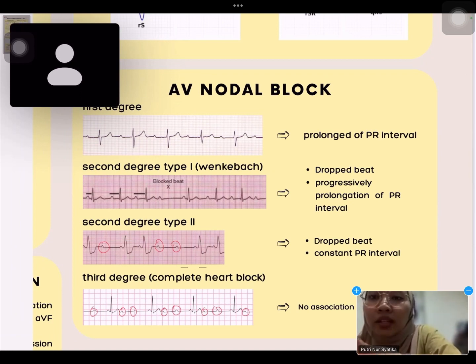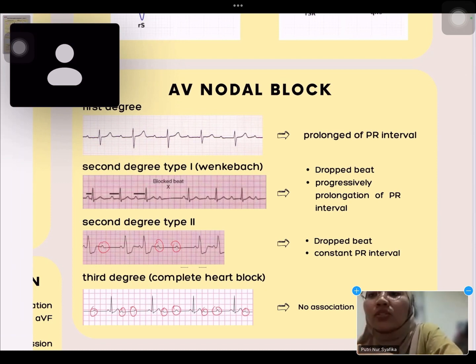The second one is second degree type 1, which is the Wenckebach. The second degree will have a dropped beat. For type 1, there will be progressive prolongation of the PR interval, where with every beat the PR interval is progressively prolonged, and then there will be a dropped beat, and then it will go back to the normal beat again.